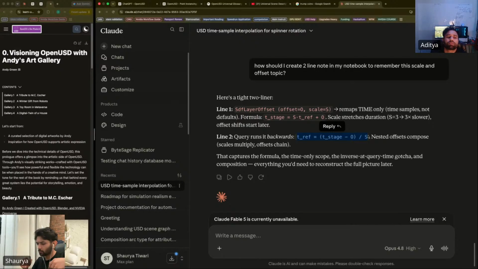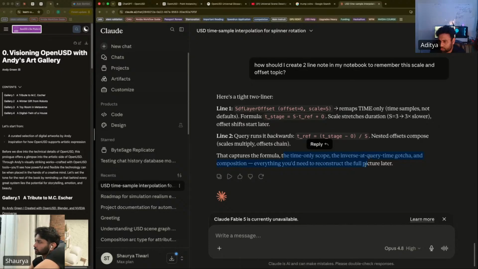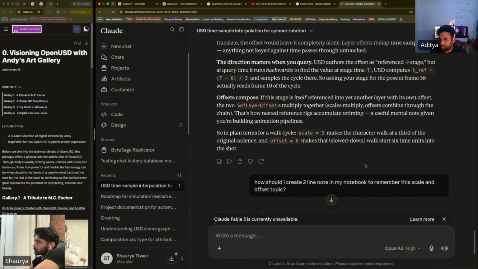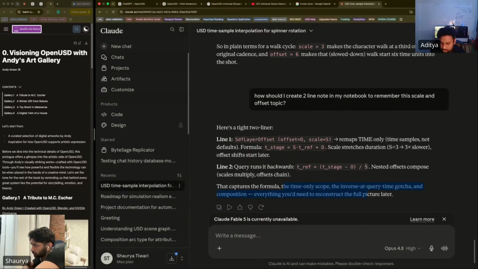Offset, we wrote T stage minus zero, nested offset compose. It's just looking fancy, but it's pretty basic. Offset shifts the start later. The scope captures the formula, time only, inverse at query time, gotcha and composition. The full picture later. Yes, SDF offset layer.